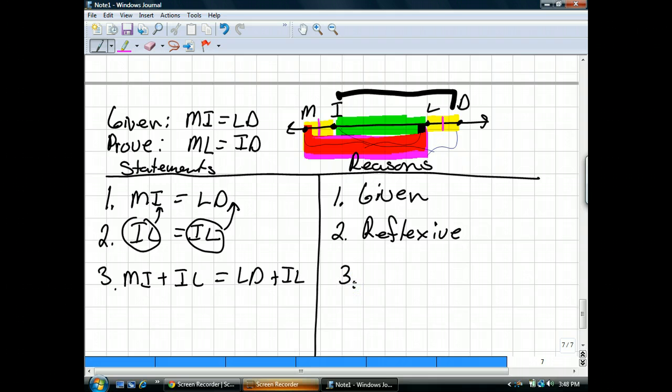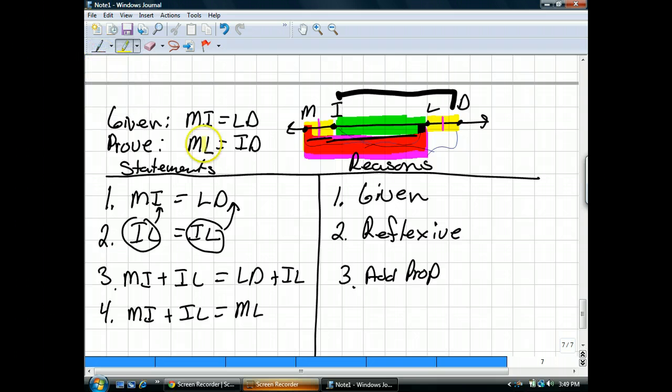So what lets me add the same amount to both sides? The addition property lets me add the same amount to both sides. Then remember that we can use postulates. We have a postulate that says if we add this plus this, it equals the whole. So MI plus IL equals ML. Notice what I've accomplished there. I've introduced ML to the statement column, and I needed ML in there because I needed to prove that.